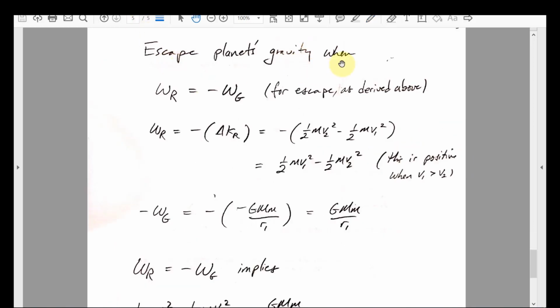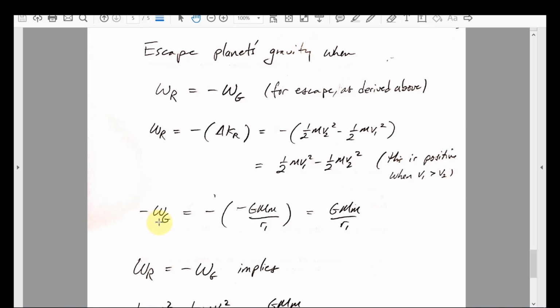All right, so we escape the planet's gravity when the work done by the rocket is opposite that work done by gravity. Work done by gravity is negative, so putting an extra negative here makes this positive, and the work done by the rocket is positive. Work done by the rocket is also the opposite of that change in the kinetic energy of the rocket. Change in the kinetic energy is negative, so putting an extra negative makes this whole thing positive. This value is positive because V1 is a higher velocity when it's a smaller radius.